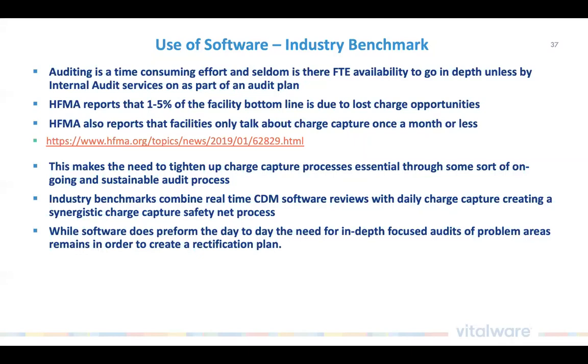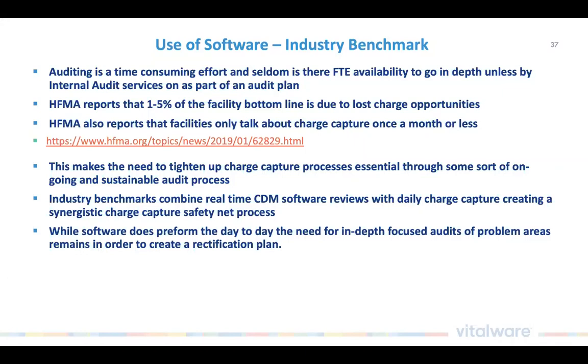They also reported, interestingly enough, in 2019, that facilities talk about charge capture less than once a month; on average, it was every 5 months. So by not addressing it and keeping it in the forefront, you make it almost a lack of priority, and then a fire will happen, and then you'll go back to it, and that's not a sustainable process. So today we want to tighten up that charge capture through some sort of ongoing sustainable process. Industry benchmarks combine real-time software reviews with daily charge reviews.